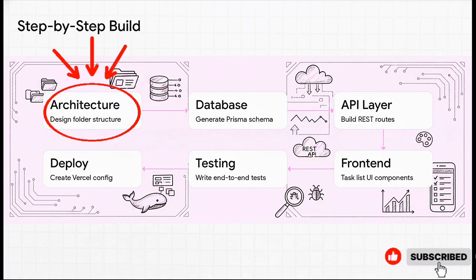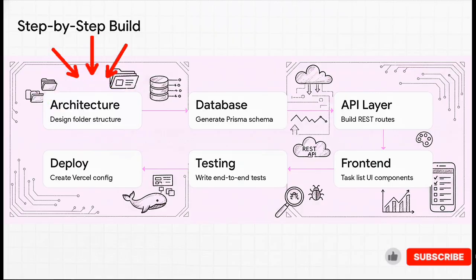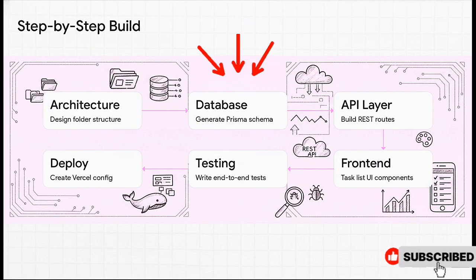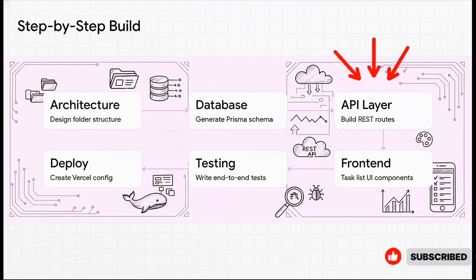Step 1, you ask for the architecture, designing the folder structure. Step 2, you generate the database, asking for a Prisma schema. Step 3, you build out the REST API routes. Step 4, you request the front-end UI components.